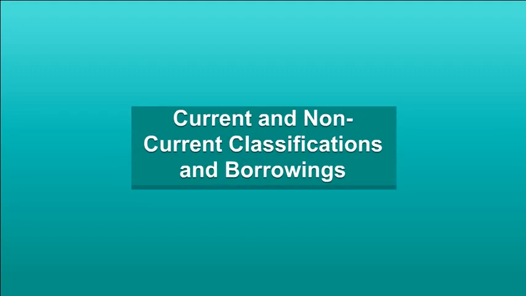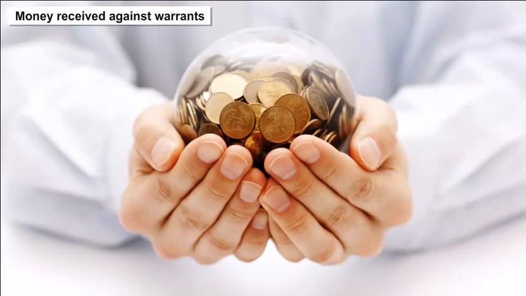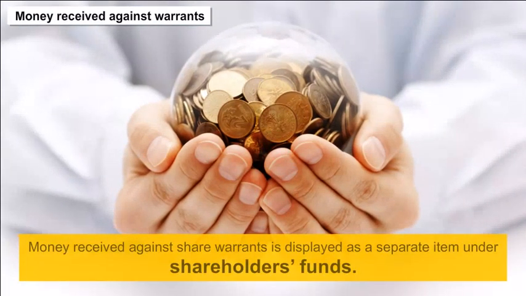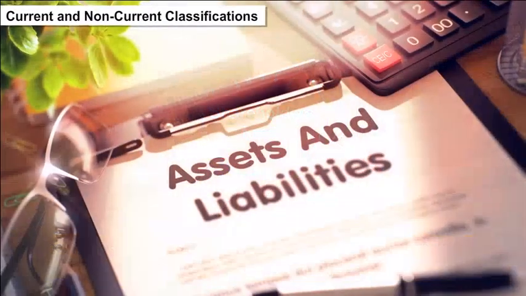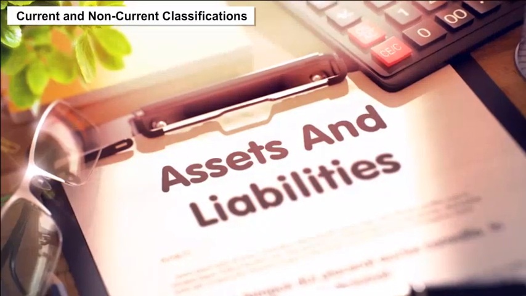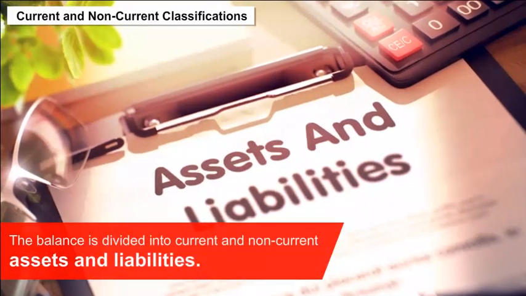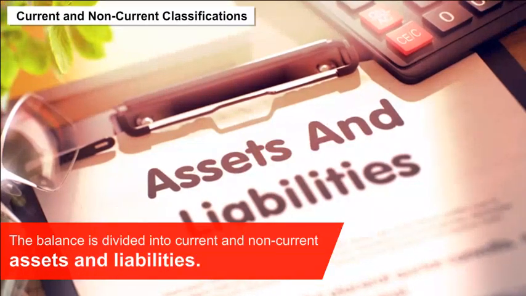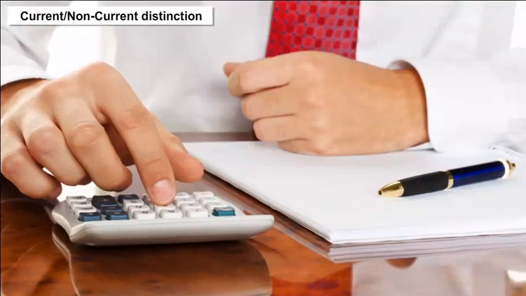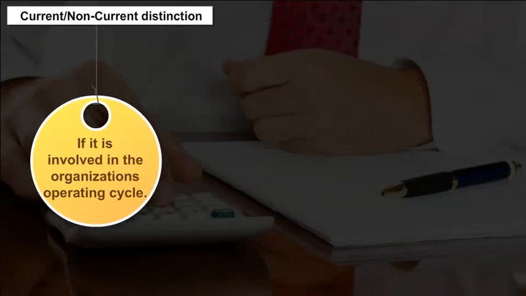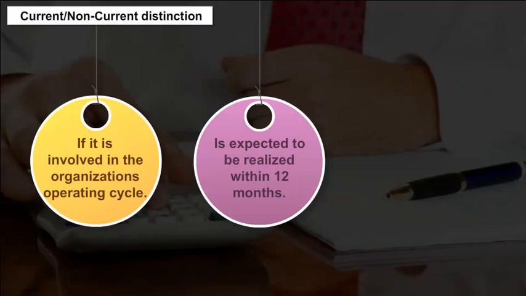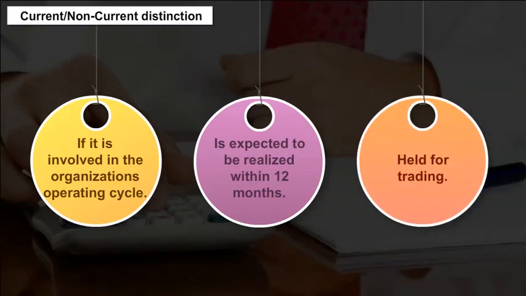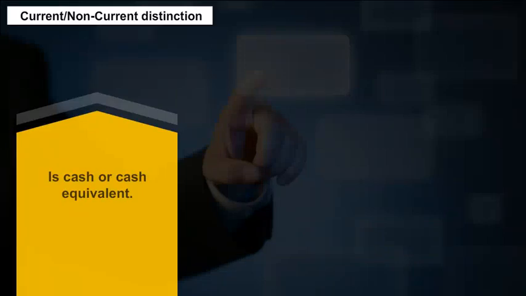Current and non-current classification and borrowings. Money received against warrants. Money received against share warrants is displayed as a separate item under shareholders' funds. Current and non-current classifications. The balance sheet is divided into current and non-current assets and liabilities. An item is current if it is involved in the organization's operating cycle, is expected to be realized within 12 months, is held for trading, or is cash or cash equivalent.